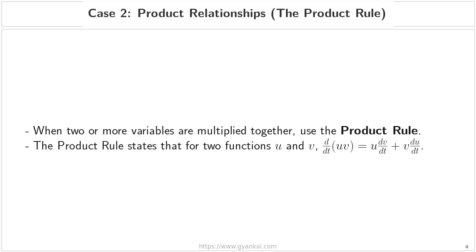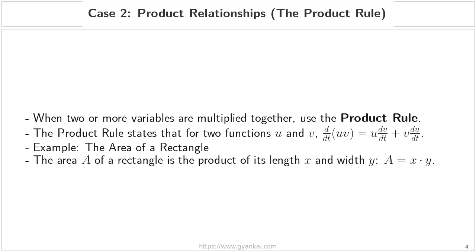To state the rule formally, for any two functions, u and v, the derivative of the product uv with respect to time is equal to u times the derivative of v with respect to time, plus v times the derivative of u with respect to time.